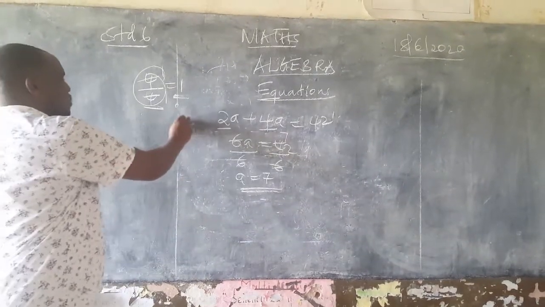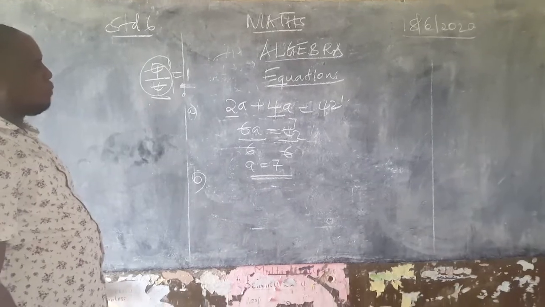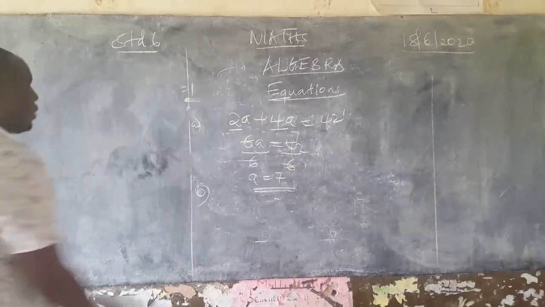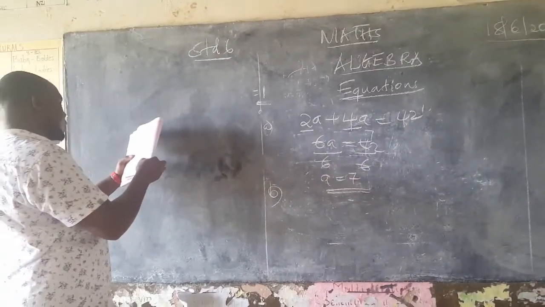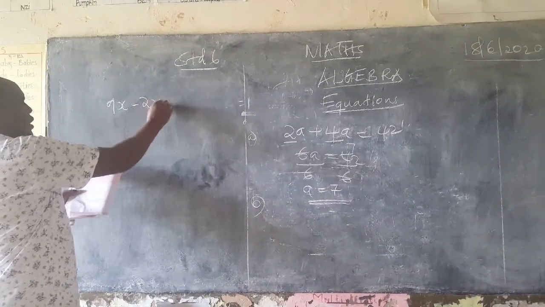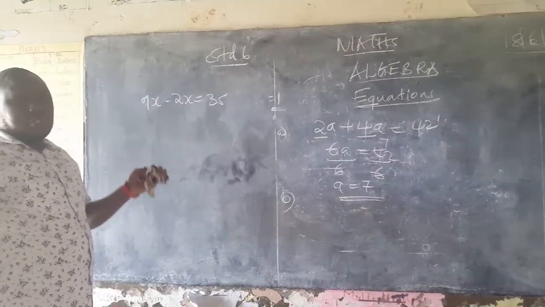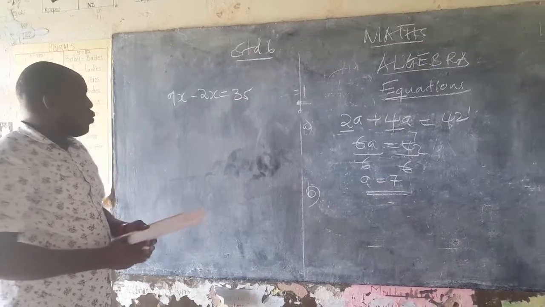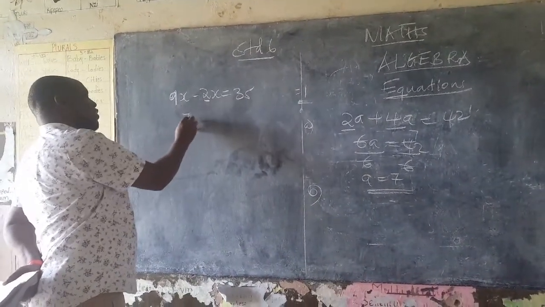There are examples that you can have whereby maybe you are given a question like this, Lana. I want you to look at this question: 9x minus 2x is equal to 35. Now this is not addition. So what are we supposed to do? In this case, we are not going to add. We are going to subtract. So you are going to get 9 minus 2. You get 7.